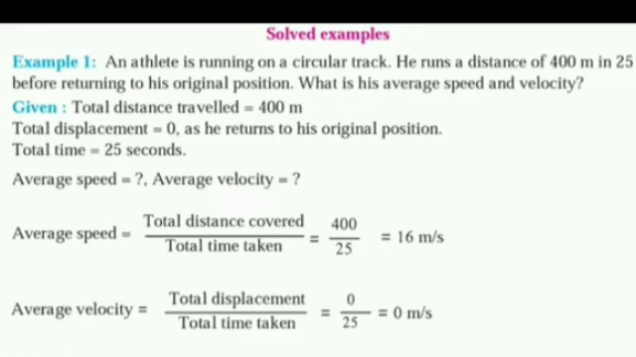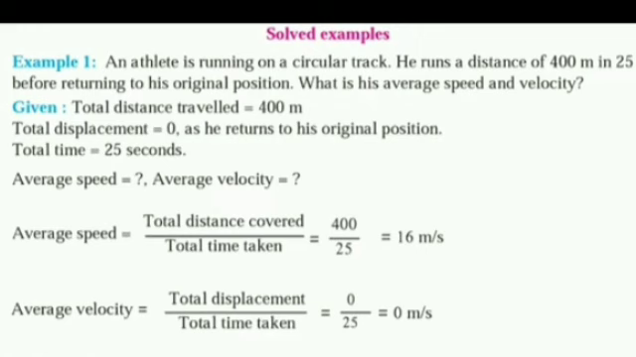Given here, total distance traveled is 400 meters. Total displacement is equal to 0 because he is returning back, so his displacement is 0. Total time is equal to 25 seconds. And you have to find average speed and average velocity.